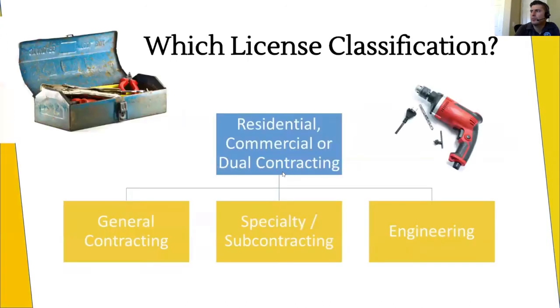Okay, so the next step is to figure out which license classification to apply for. So we have three main types of licenses: licenses for residential work, commercial work, or dual licenses, which can do both residential and commercial. And then once you figure that out, you want to see if you want to apply for a general contracting license, a specialty license, or an engineering license.